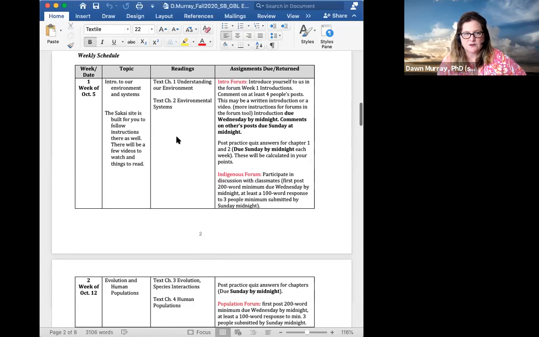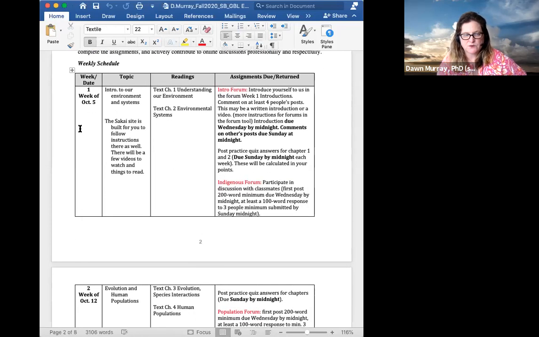So now we get into the weekly schedule. So the first week is the week of October 5th. The topic is to introduce you to our environmental systems. The Sakai site is built for you to follow instructions there as well. So that means you can always refer back to the syllabus, but if you follow the lessons, you should be able to figure out what it is you need to do that week.